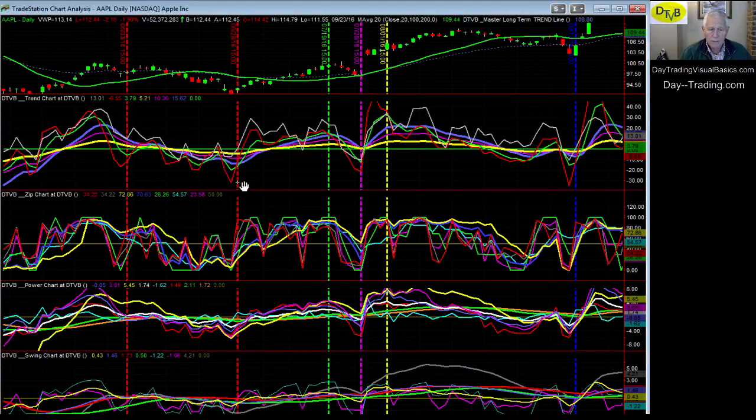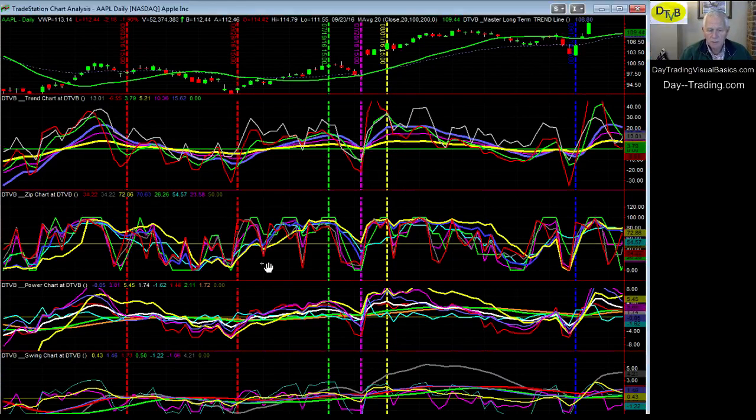Whereas over here on the right red vertical line, we have the trend trio under zero, and there are two other strong indications as well. Zip yellow and power yellow are both lowest and going up. When those two are both lowest and going up, we can stay in that trade until one of those two disappears, if you want to.